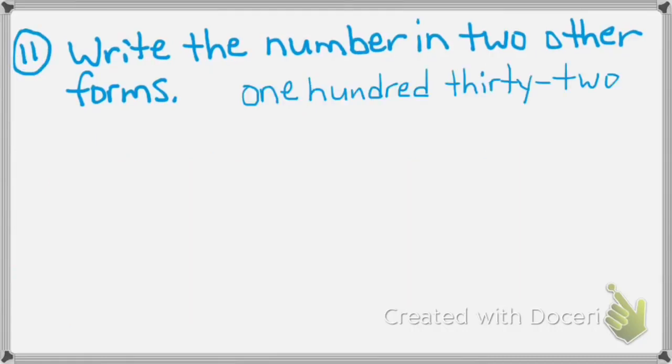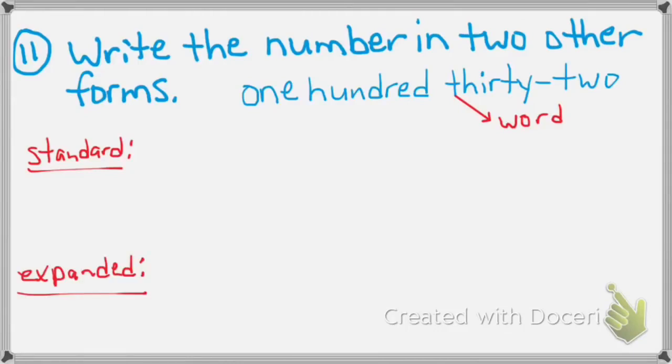Example number 11, same directions, but they give a different form to me. So the directions say write the number in 2 other forms, and the number they give me is one hundred thirty-two. First I have to think, what form is this in? What form did they give it to me in? Well, this is word form, and I know there are 3 forms: standard form, word form, expanded form. So if they gave it to me in word form, I still need to write it in standard form, word form they gave me, and then I will need expanded form. Again, I set myself up because it would be too easy to write one answer and forget I needed that second answer.